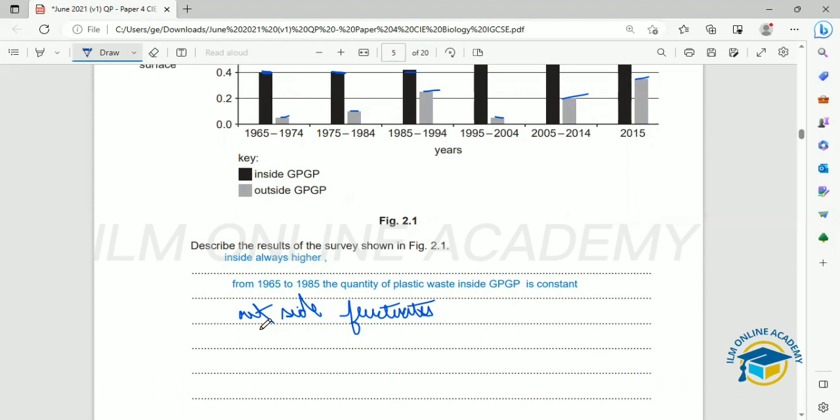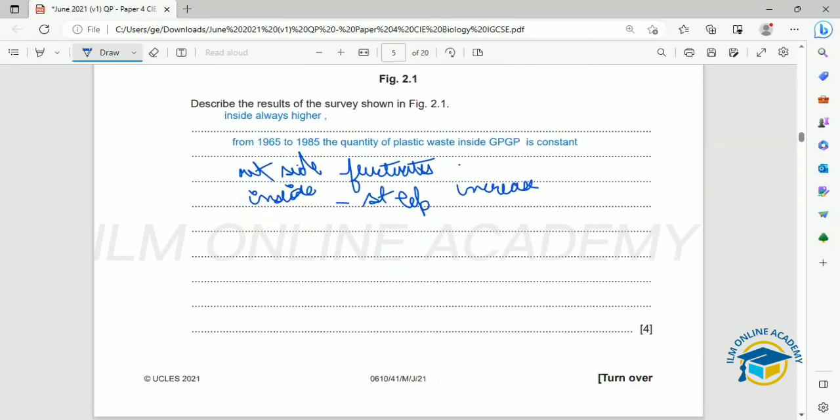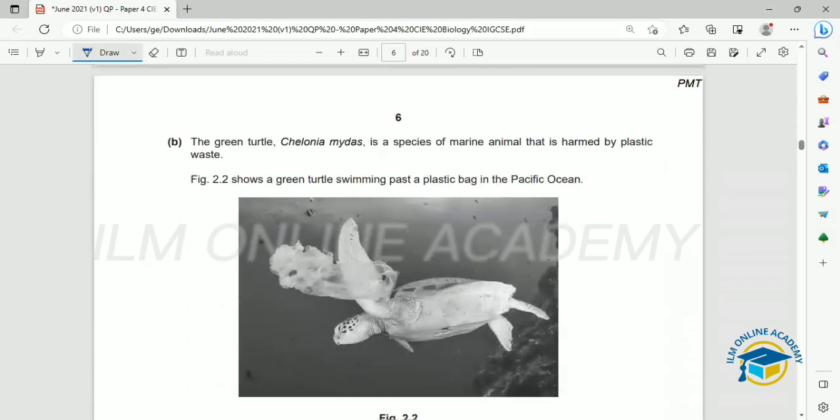And inside GPGP, there's a steep increase. It's constant at first and then a steep increase. It's increasing. Okay, so those are the main points that we are going to note right here.